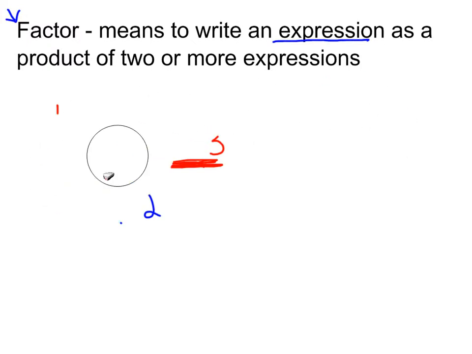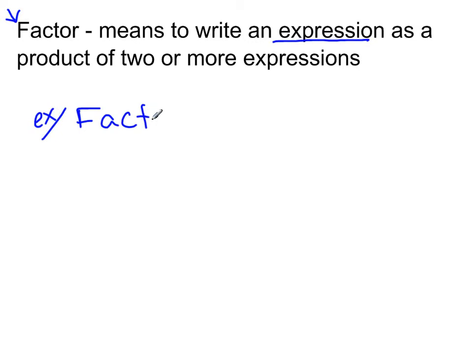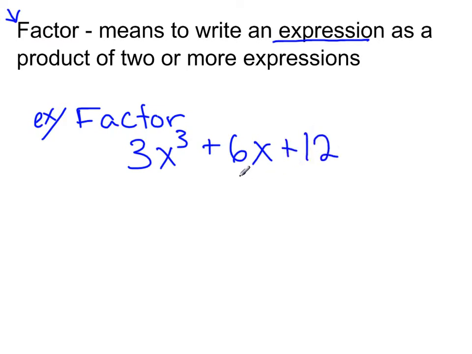and let's see how we're going to factor expressions. So the first thing that we're going to factor is 3x cubed plus 6x plus 12. Now, when we look at this guy, the first thing we're going to do is identify the terms. We have 3x cubed, we have 6x, and we have 12, and they're all nicely positive for us.